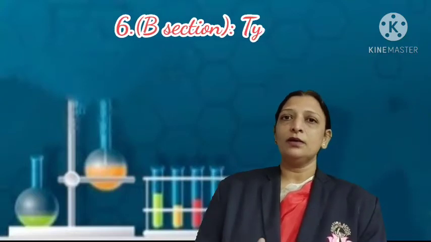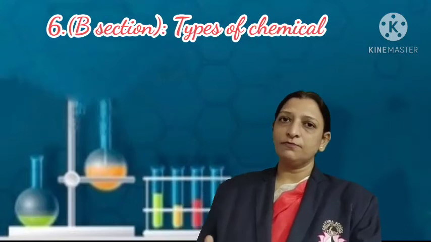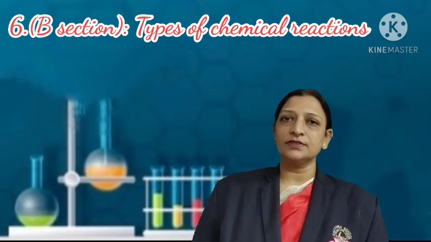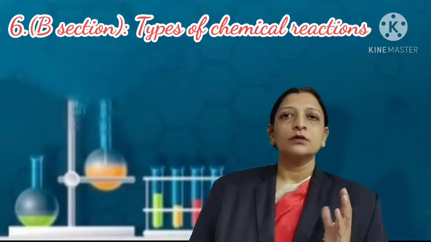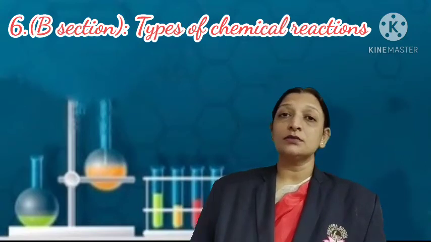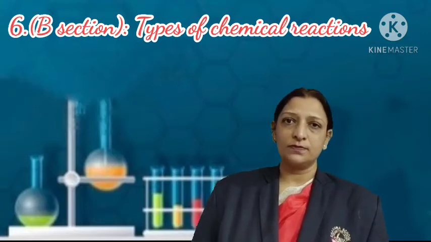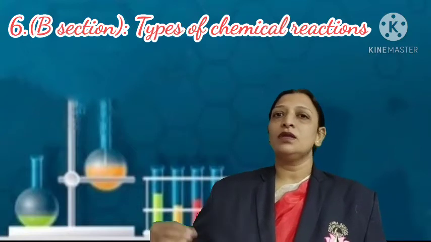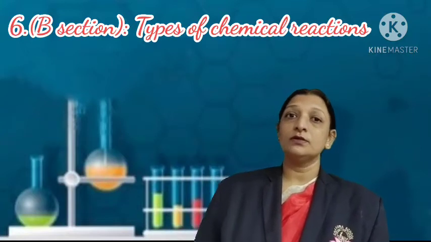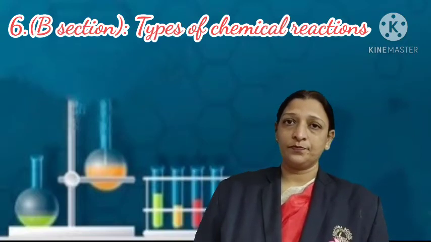Dear friends, in this term we are going to complete chapter number 6 part B. This part is in the second semester. First part we already completed in the first semester. Chapter 6 part B is about types of chemical reactions. We will study with experiments, in detail, each of the types with so many examples.